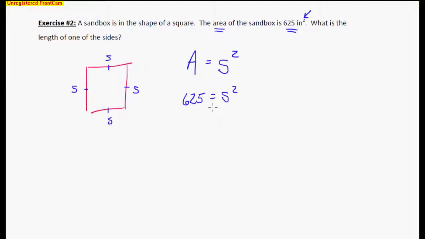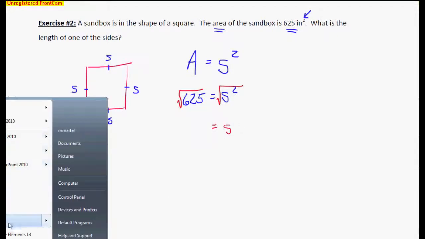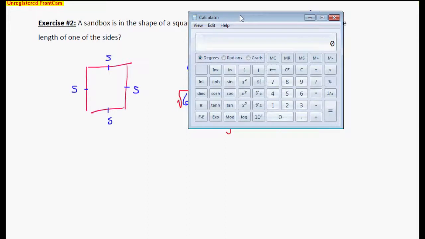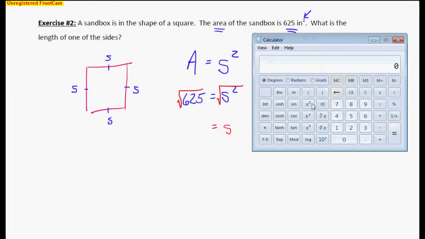Well, this is just like the problem from before. I want to solve for s, so I have to get rid of that squaring. I'm going to square root over there, and if I do it to one side, I better do it to the other. So what is that going to leave me with here? If I know a bunch of my perfect squares, then I probably could do 625 and square root it. But if I don't, I just go to my calculator and take the square root of 625.